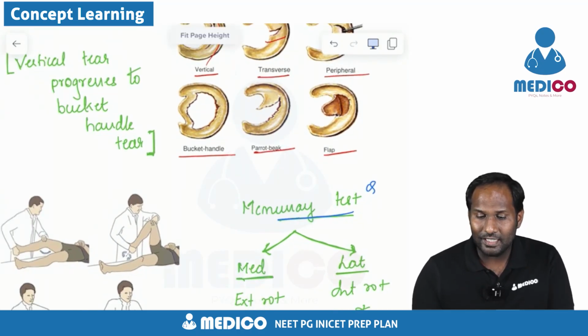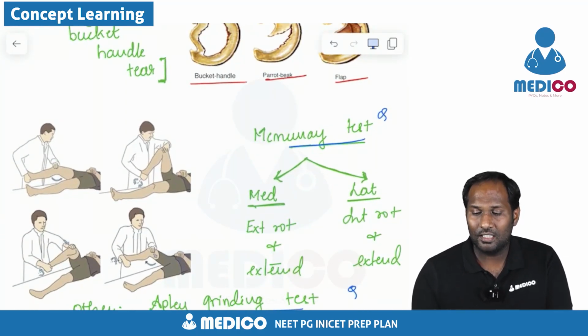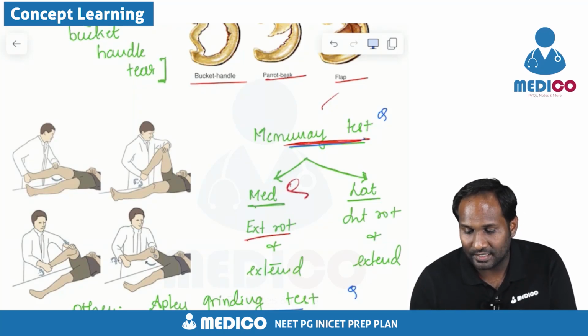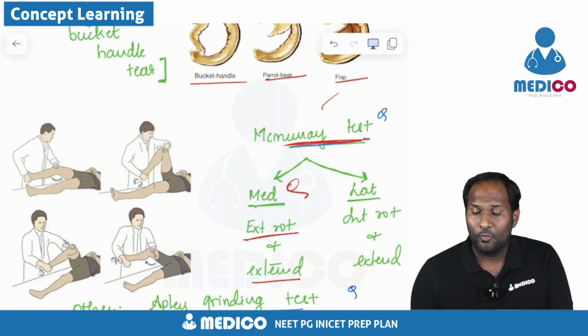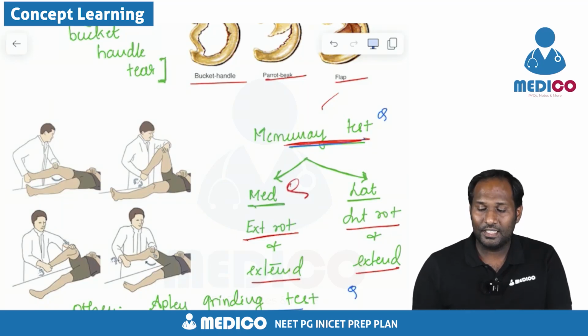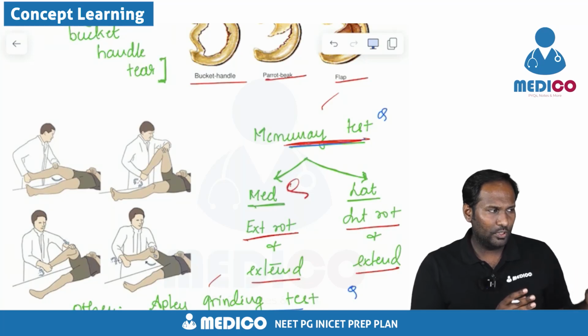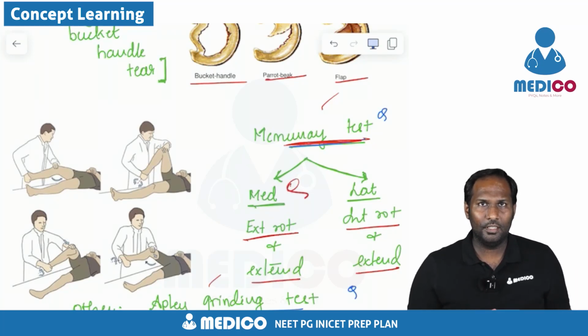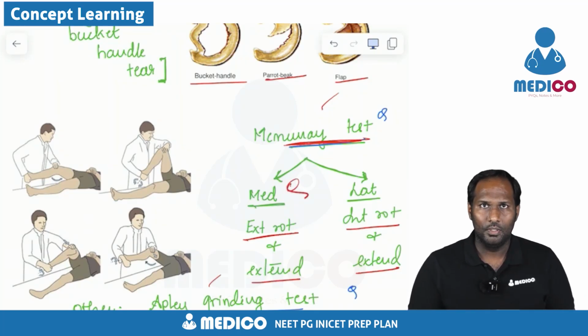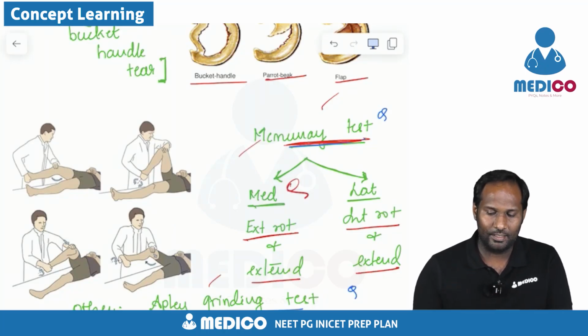The important clinical test for meniscus injuries is McMurray's test. For the medial meniscus, you do external rotation and extension. For the lateral meniscus, you do internal rotation and extension. The other named test is Apley's grinding test. Mostly you will be tested on which ligament, what is the test, what is the treatment, or how you diagnose it. So you'll have to know which ligament and what test is done for it. For the menisci, it's either McMurray's test or Apley's grinding test.